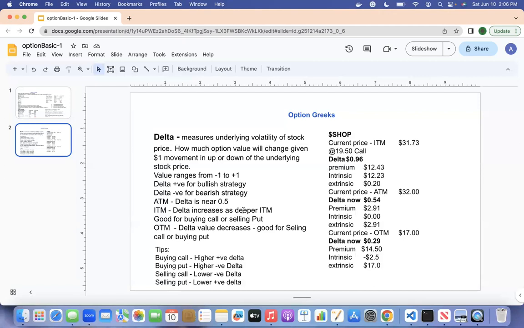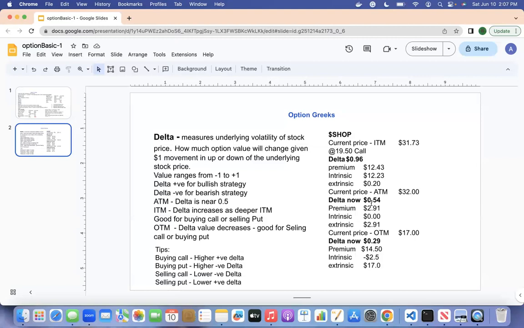Let's say the current price of the Shopify stock becomes $32. So basically now you are at the money, because let's say you choose $30 as the strike price, and your market price is $32. So basically your delta will be very close to 0.5. As I said, at the money, delta will be 0.5. So you see 0.54. Premium is less, 2.91, which is not that bad. So that much premium you have to pay. So for 100 stocks, you have to pay $291.